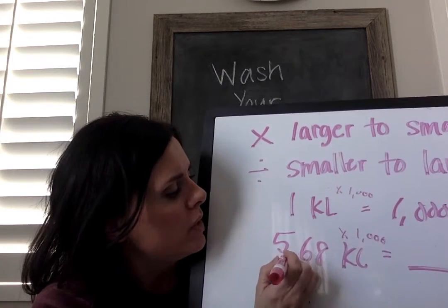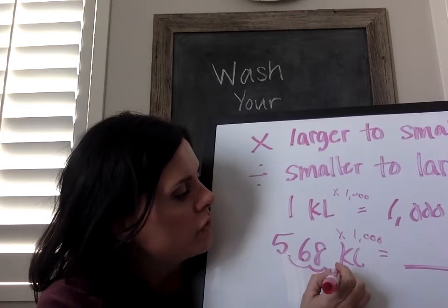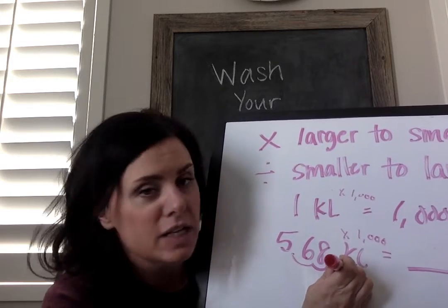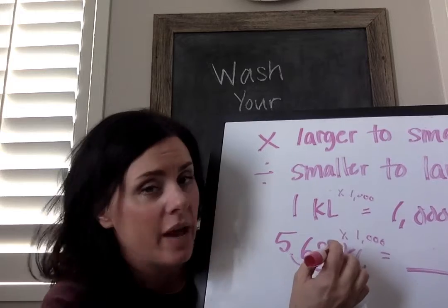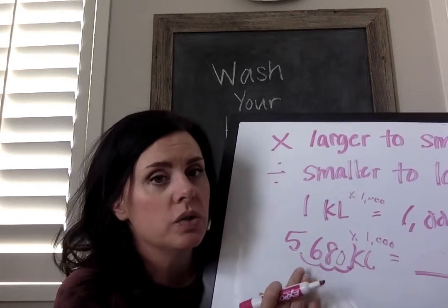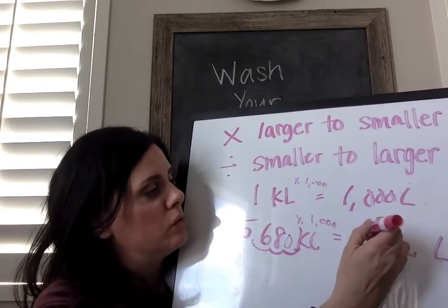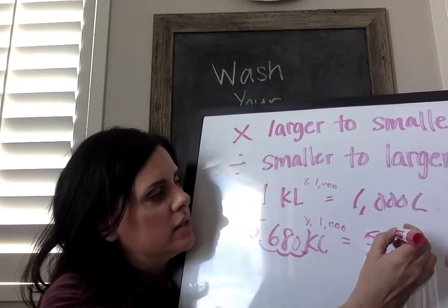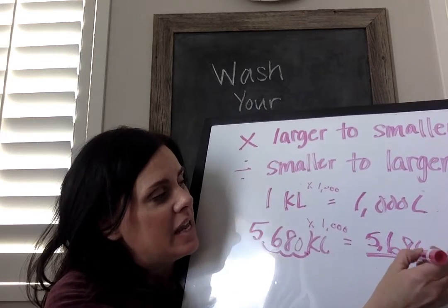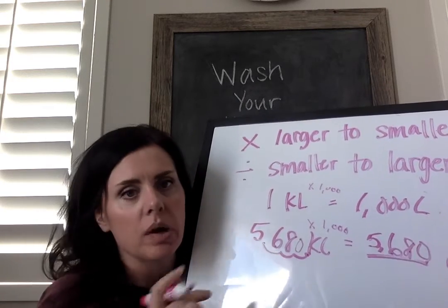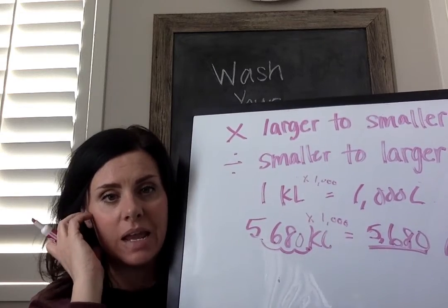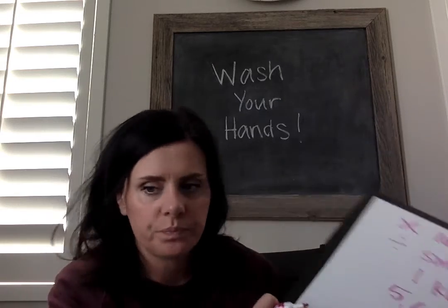1. Oops, my marker's running out. 1, 2, 3. So my decimal point would go right there. And what do I put when I have a blank? A 0. So this is my new conversion, should be 5,680. That's an 8, I promise. 5,680. Okay.